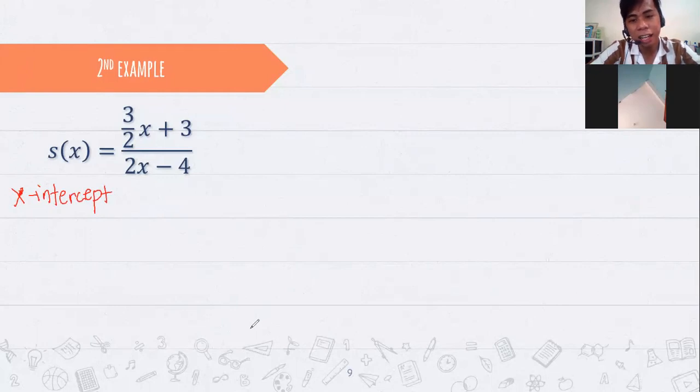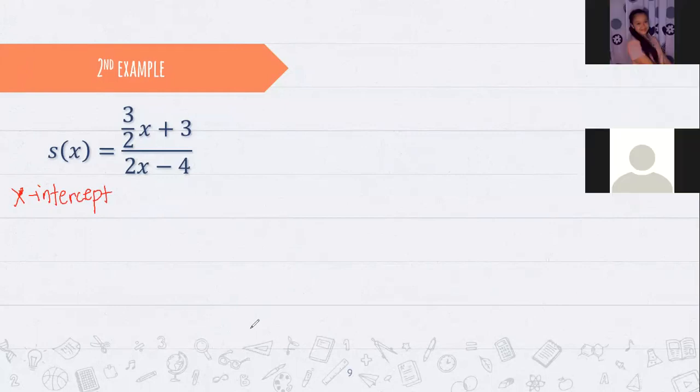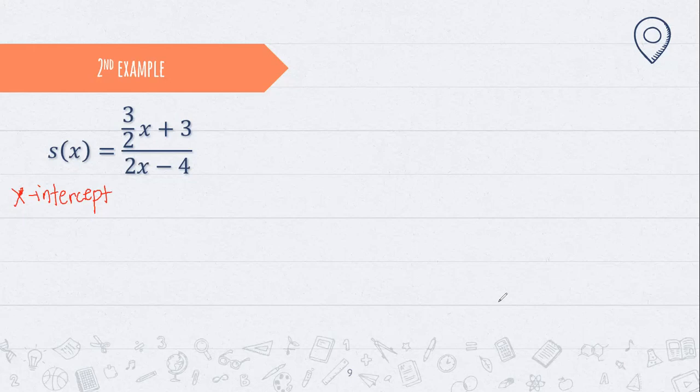So let's have, okay. I'm not sure, Miss Bolivar, IKEA ba or Ikaya? IKEA po, sir. Okay, IKEA.